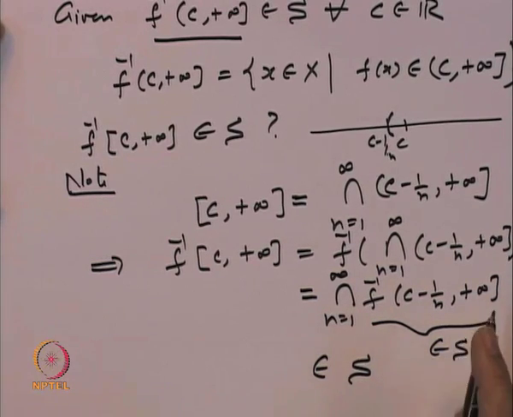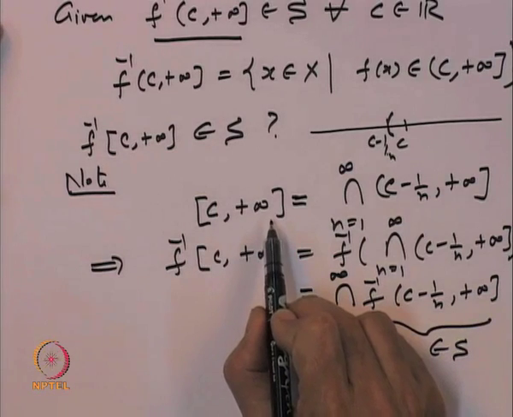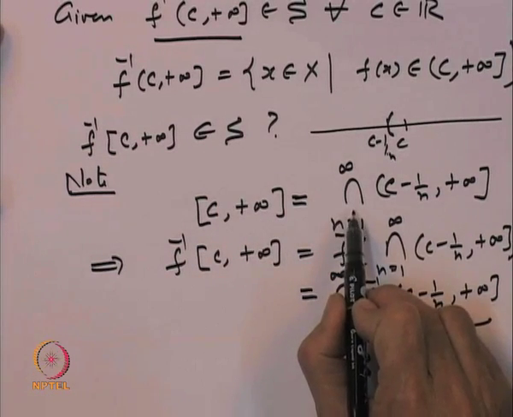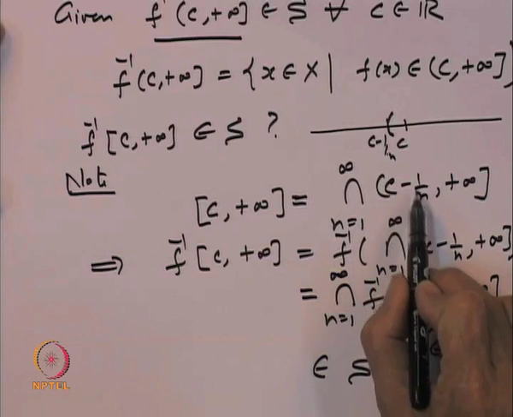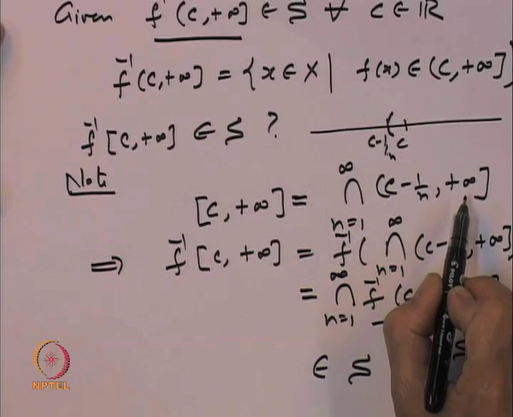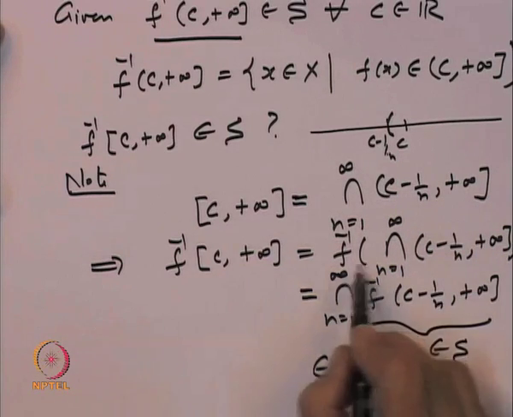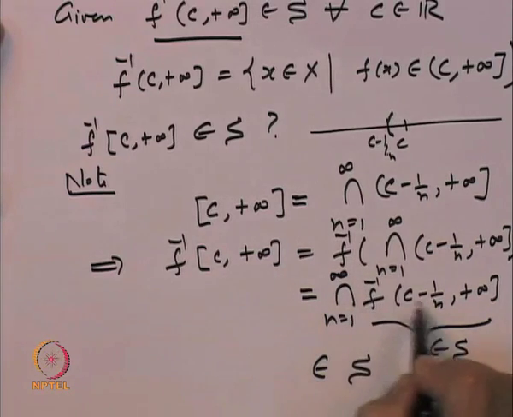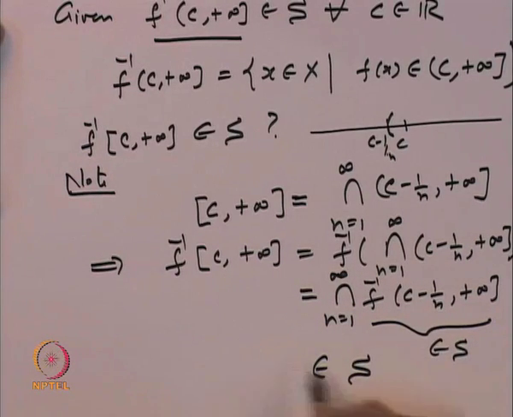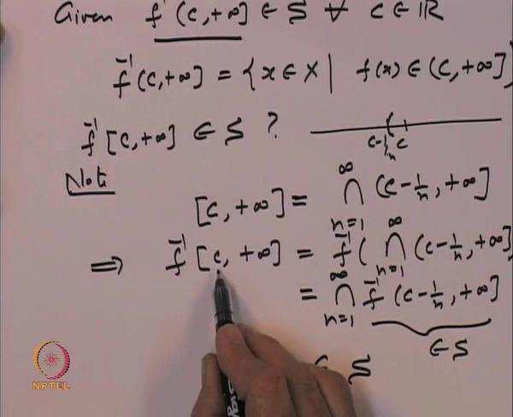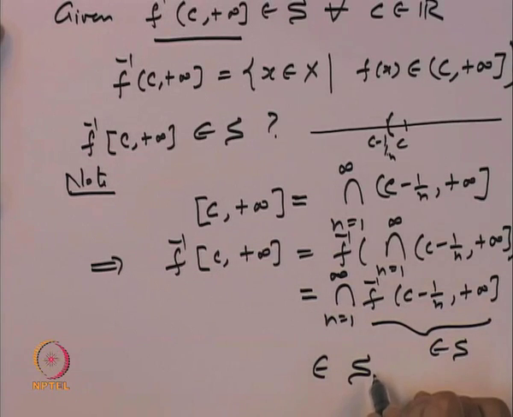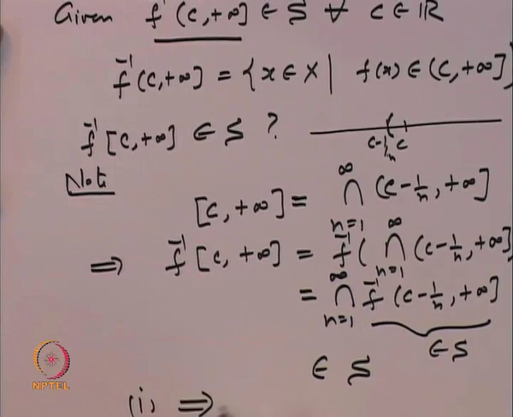So, basically what we have done is the closed interval c to plus infinity is written as the intersection of open intervals c minus 1 over n to plus infinity, and observing that the inverse images of intersections are intersections of inverse images, we get that f inverse of the closed interval c to plus infinity belongs to S. So, we have proved 1 implies 2.